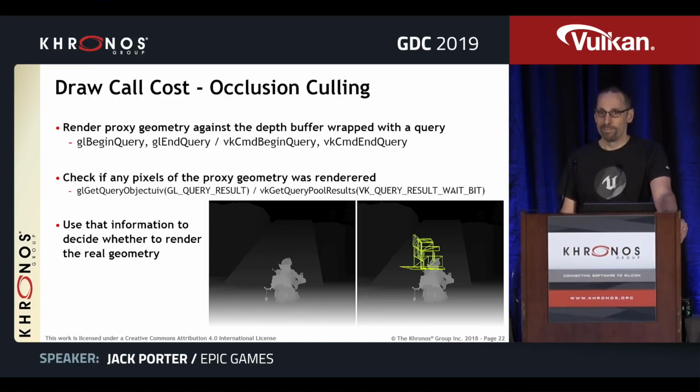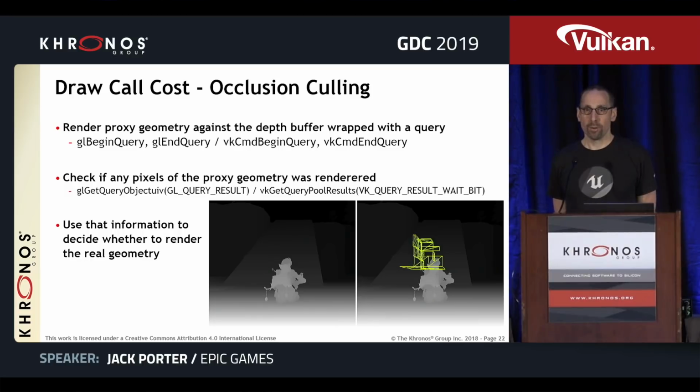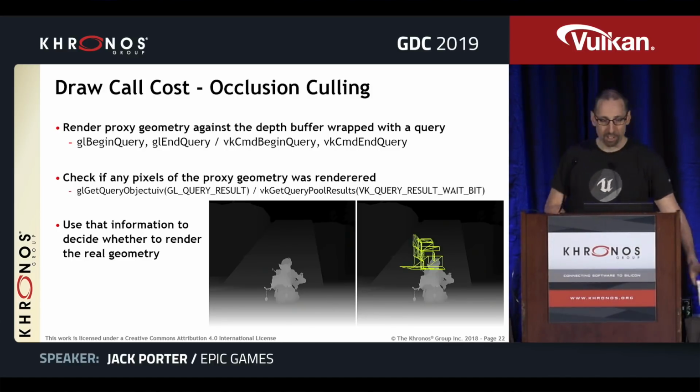Another way to improve the draw call cost is to draw fewer objects. Occlusion culling is the best way that we've used in Fortnite. Before Fortnite shipping, we didn't actually have hardware occlusion working at all on mobile. So this was an area where we have spent quite a bit of time trying to improve and optimize. Obviously, the idea is to render some proxy geometry against a depth buffer wrapped in a query in either GL or Vulkan using those APIs, and then checking if any of the pixels of the proxy geometry were rendered or would have been rendered, or the whole lot was culled away by the depth buffer. Using that information, we can decide whether or not we want to render the real geometry.